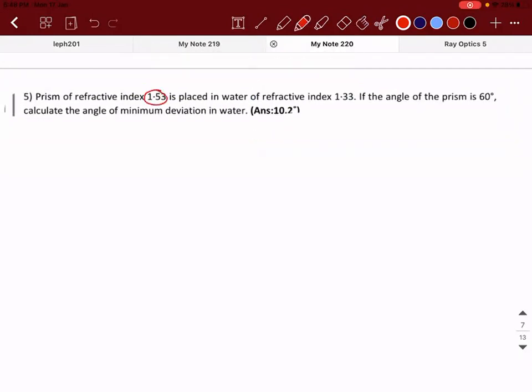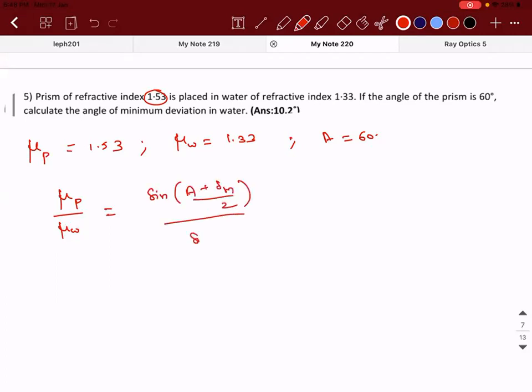So prism of refractive index 1.53. Refractive index of water is 1.33. If the angle of prism is equal to 60 degrees, our job is to find the angle of minimum deviation. So refractive index of prism with respect to water is equal to sine of (A plus delta M) divided by 2 divided by sine A by 2.